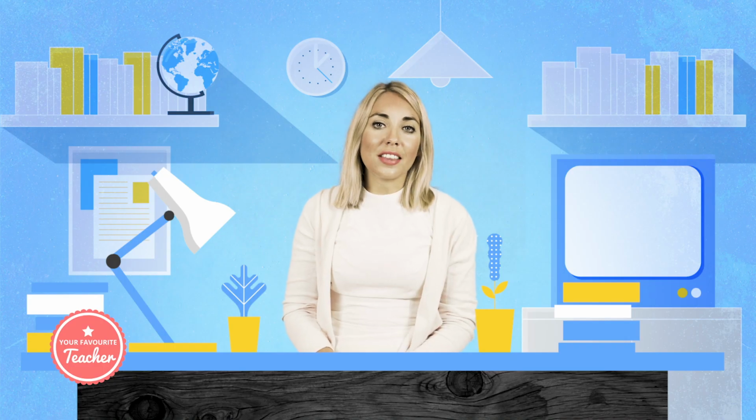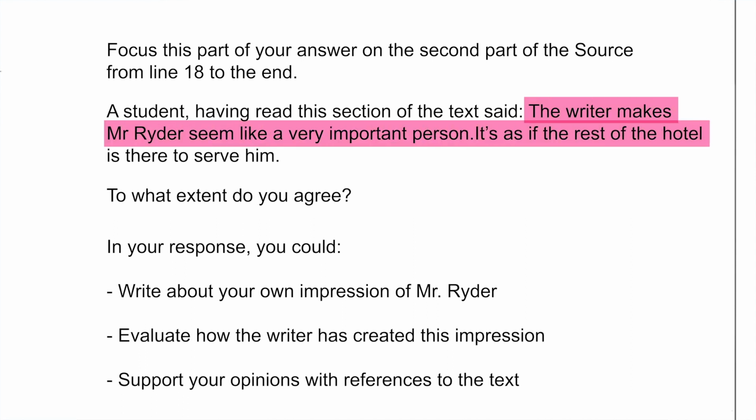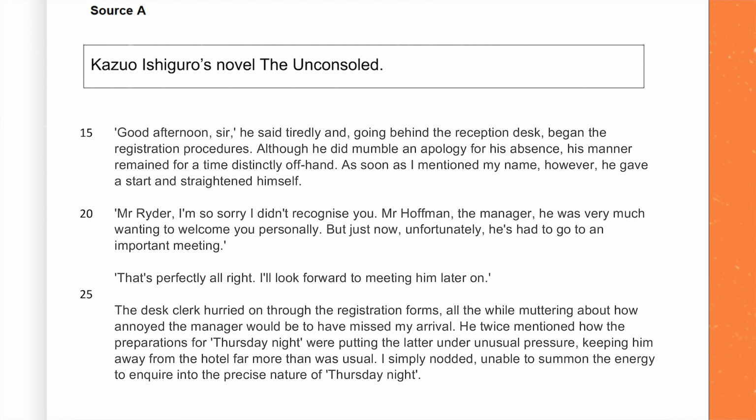So let's get looking at this extract and focusing on the statement. A student, having read this section of the text, said, "The writer makes Mr. Ryder seem like a very important person. It's as if the rest of the hotel is there to serve him." So far in the text, there's not much you've missed. Like we said, Mr. Ryder, the pianist, has only just arrived at the hotel for an event about which he's not exactly sure what to expect. We'll read from line 18.